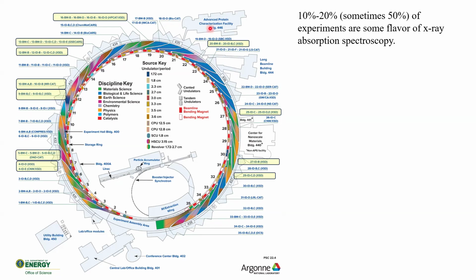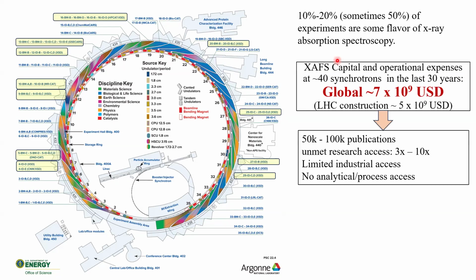At most synchrotrons, between 10 and 20%, but sometimes as many as half of the sectors are doing XAFS or something closely related. Well, I said there's 40 of these around the world. They're kind of expensive to build. They're expensive to operate. And so if you add up the total expense, taking the fractional expense of building the synchrotron, plus the cost of building the sector, plus the cost of staffing the sectors, you get an estimate of about $7 billion US spent by governments around the world to make XAFS available to researchers.